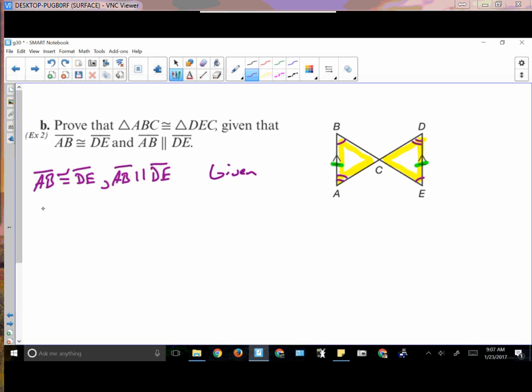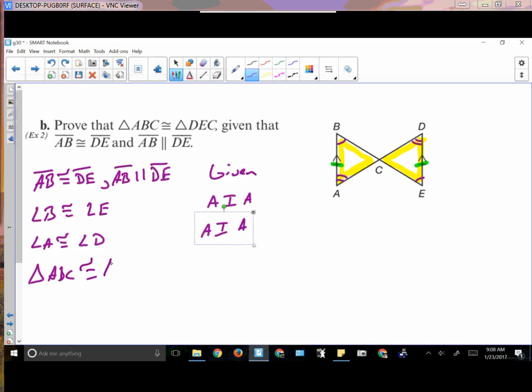I could then say that angle B is congruent to angle E. Why? Alternate interior angles. I could say that angle A is congruent to angle D by alternate interior angles. I could go on to state then that triangle ABC is congruent to triangle DEC by angle, side, angle. Yes? Would that follow?